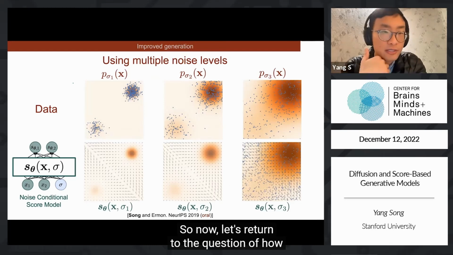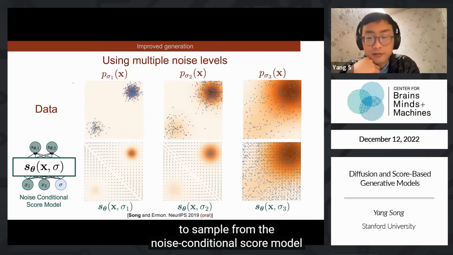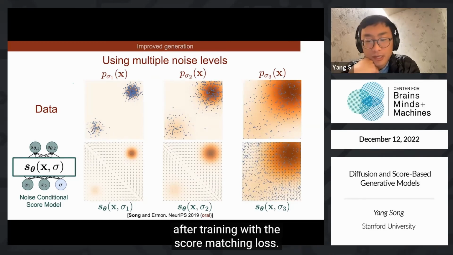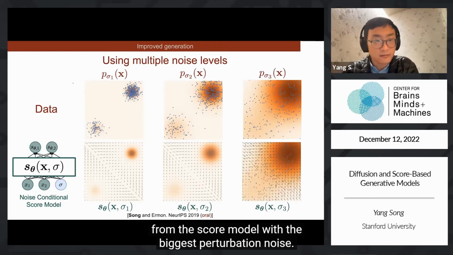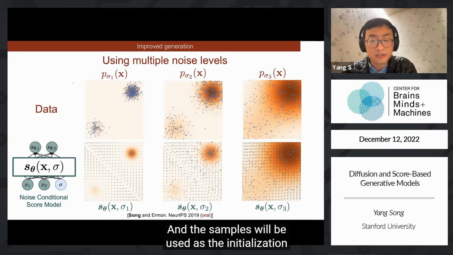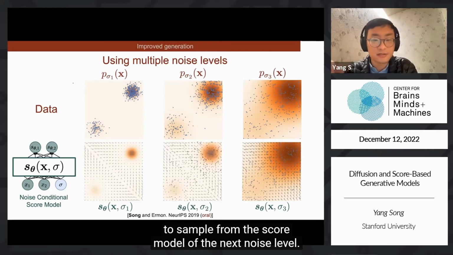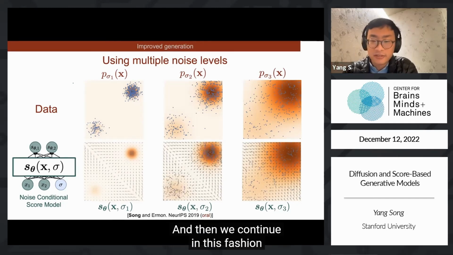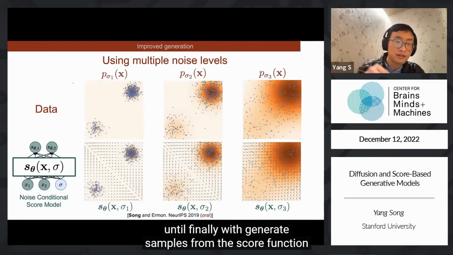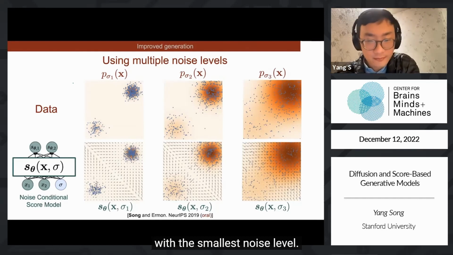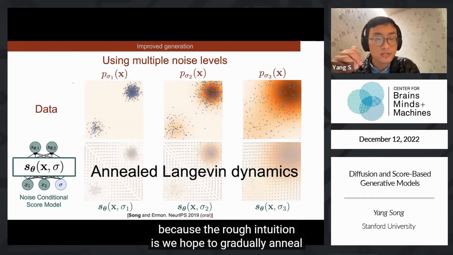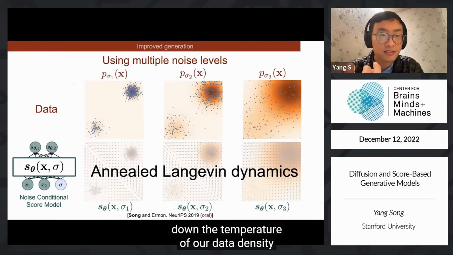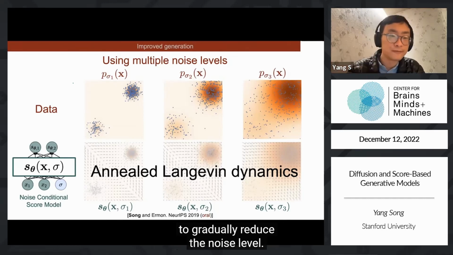So now let's return to the question of how to sample from the noise conditional score model after training with the score matching loss. Well, we can still use Langevin dynamics. We can first apply Langevin dynamics to sample from the score model with the biggest perturbation noise. The samples will be used as initialization to sample from the score model of the next noise level. We continue in this fashion until finally we generate samples from the score function with the smallest noise level. We call this sampling procedure annealed Langevin dynamics because the rough intuition is we hope to gradually anneal down the temperature of our data density, to gradually reduce the noise level.